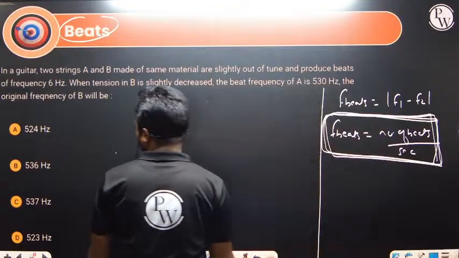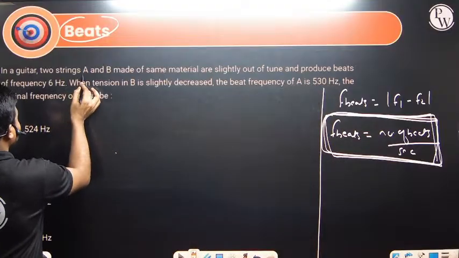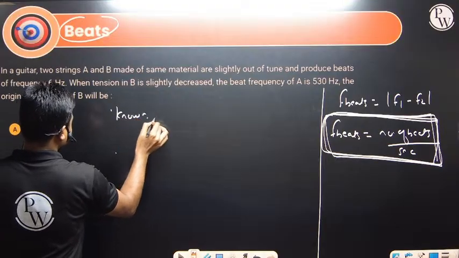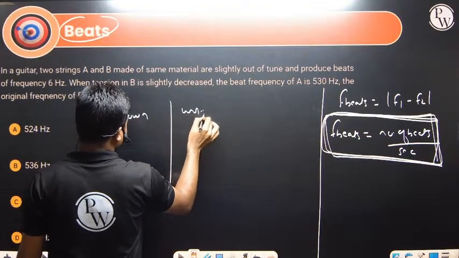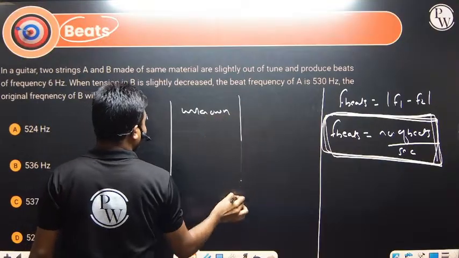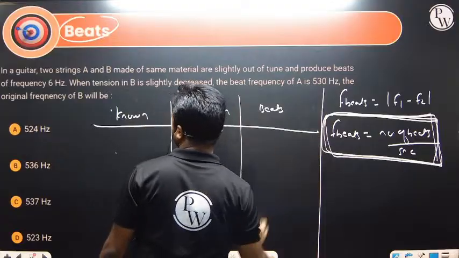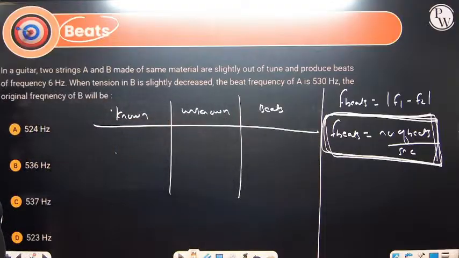And let's solve this question from here. In a guitar, two strings A and B. Whenever you're solving this particular problem, this side is known and this side will be unknown, so you make it like this, and here you write beats. In a guitar, two strings A and B made of the same material are slightly out of tune and produce beats of frequency 6 Hz.